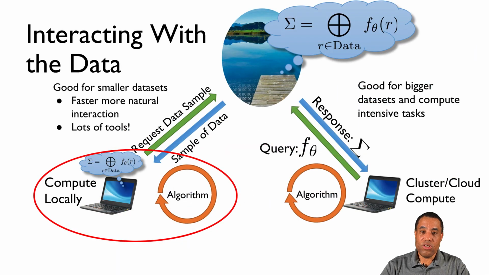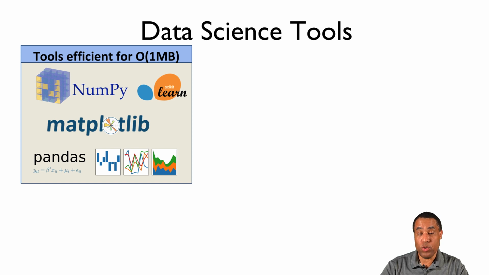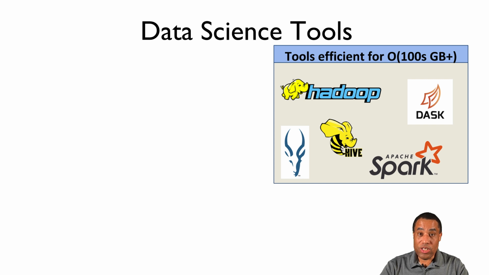Okay, so we've looked at what it means throughout this class to do compute locally, and then we looked in this lecture at what it means to do compute in the cloud. But now I want to come back for a moment to computing locally. The data science tools that we have to work with data locally are efficient for megabytes of data, and you've worked with these tools throughout this semester. Today, we looked at tools that were efficient when we want to operate on hundreds of gigabytes to terabytes to petabytes of data. So we looked at Spark and we looked at Hadoop.